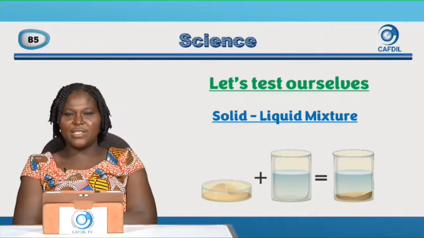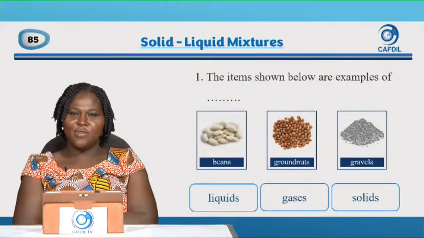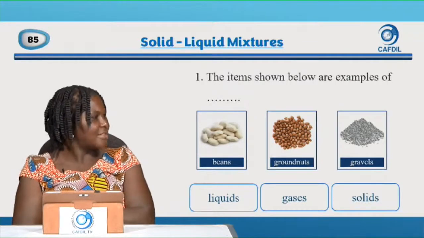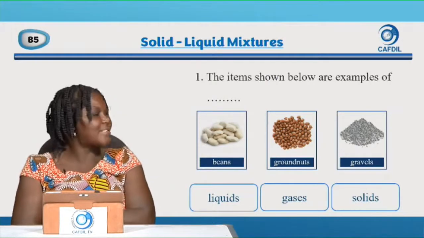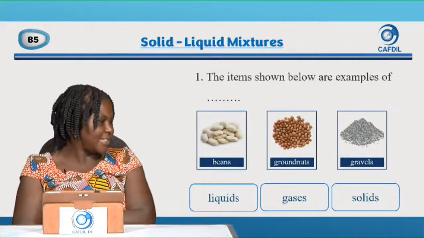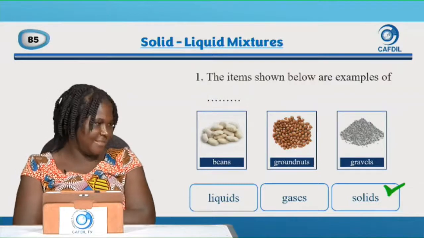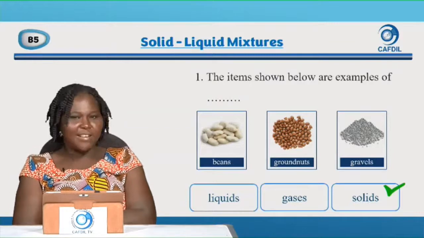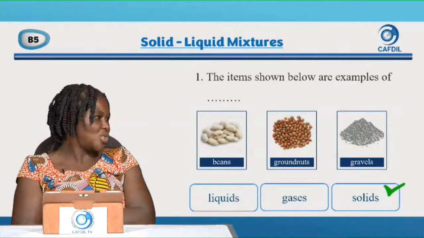So let's test ourselves on solid liquid mixtures. Question number 1. Beans, granite and gravels are examples of what? Are they liquids? Are they gases? Or are they solids? They are solids. Beans is a solid, granite is a solid, and gravels are all solids.